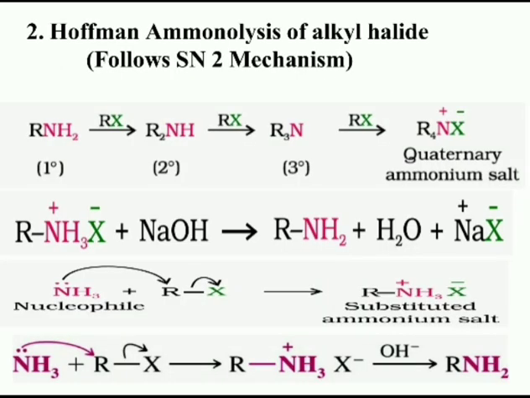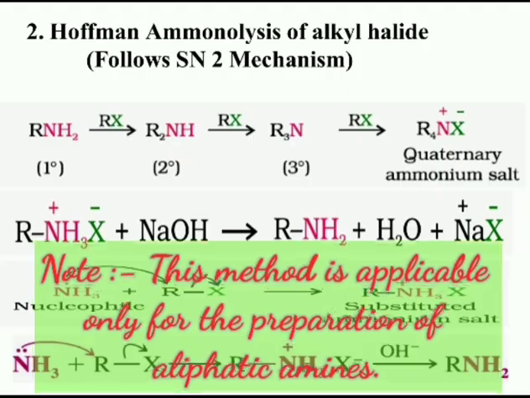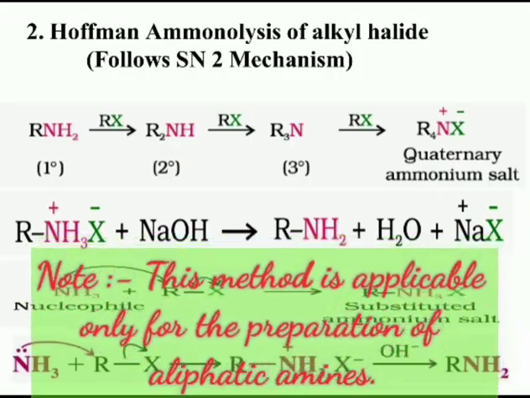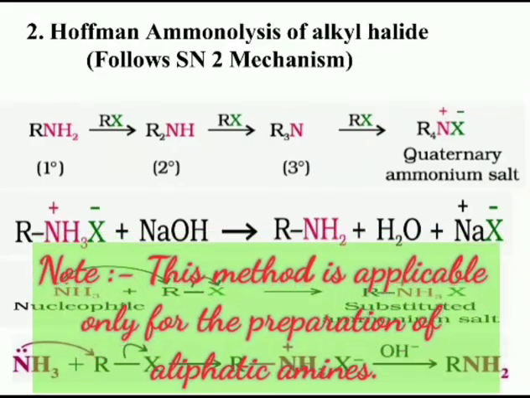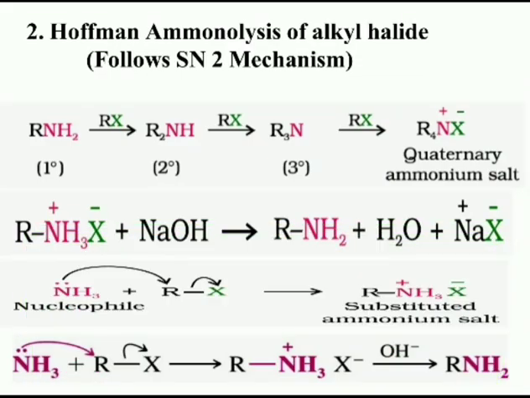So the second method is ammonolysis of alkyl halides. This method is also known as Hofmann ammonolysis method. This method of preparation of amines has 2 main drawbacks. Number 1, it is applicable for the preparation of only aliphatic amines. And number 2, we get a mixture of primary, secondary, tertiary as well as quaternary amines.